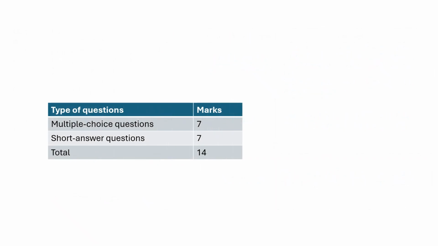This section, titled Human Change Over Time and Scientific Investigation, includes 7 short answer questions, worth a combined 7 marks, and 1 multiple choice question, worth 7 marks, totaling 14 marks. These 14 marks represent 11.7% of the assessment's total possible score of 120.